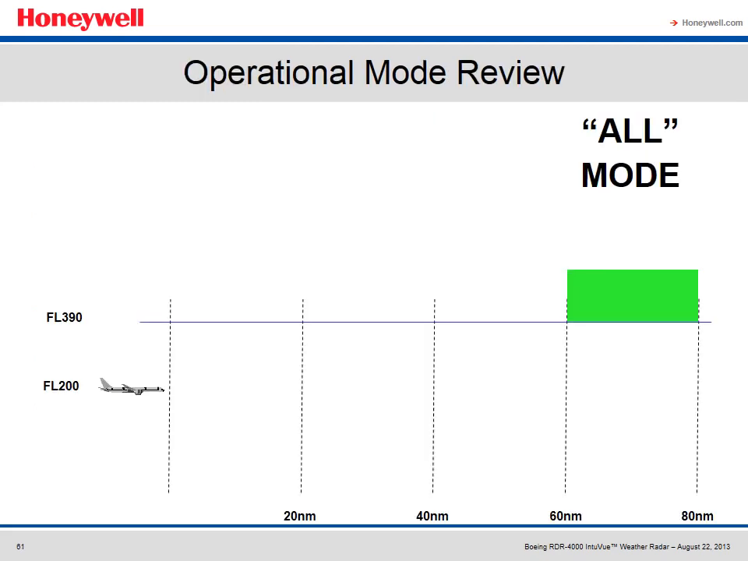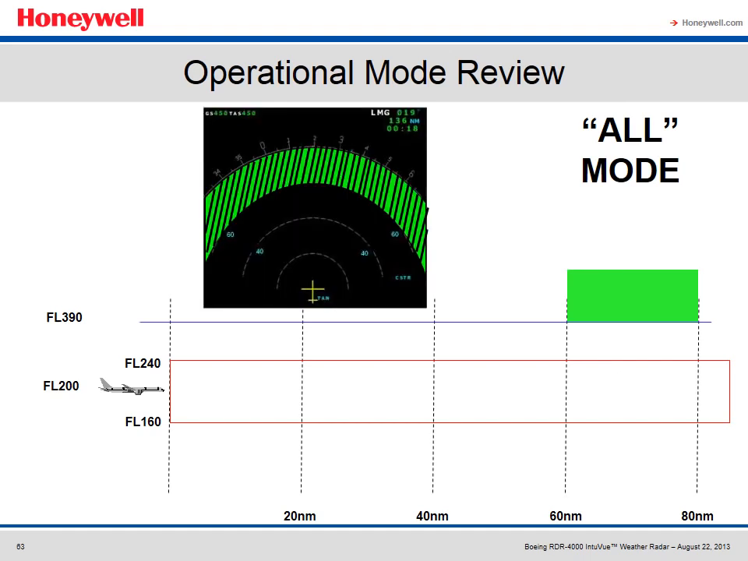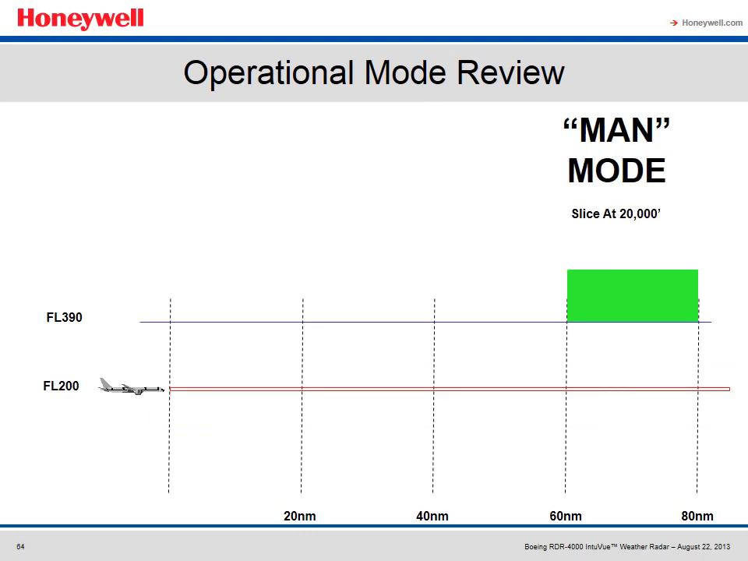In this example, the radar is in auto mode, and the aircraft is flying straight and level at 20,000 feet. There is weather from 60 to 80 nautical miles ahead. So what would the pilot see on the display? The first thing to remember is the envelope is plus or minus 4,000 feet around the aircraft, or from 24,000 feet to 16,000 feet. Since this is outside of the flight path envelope, the weather is shown in a crosshatch pattern.